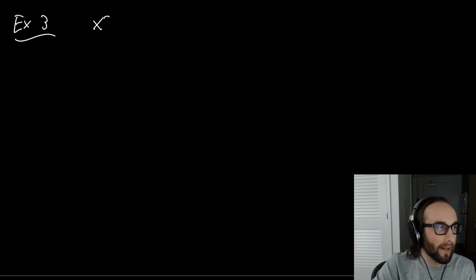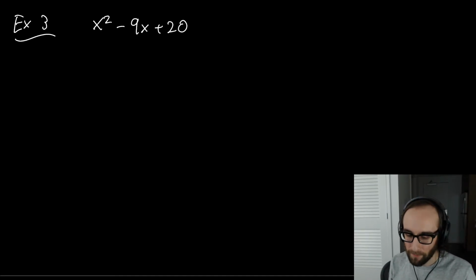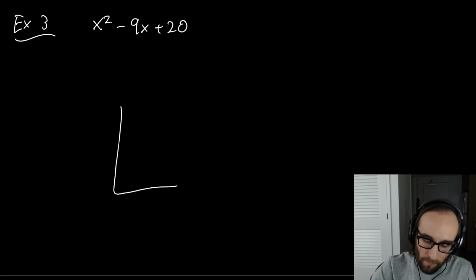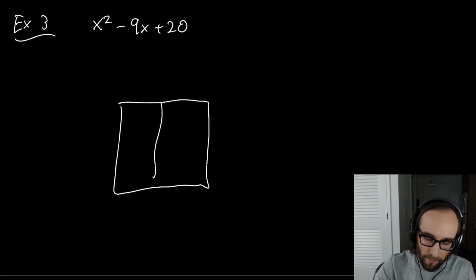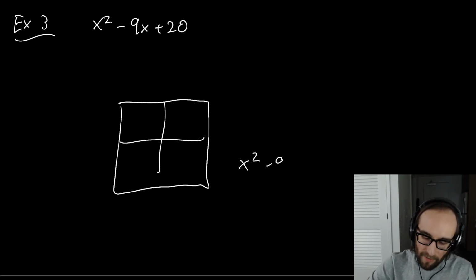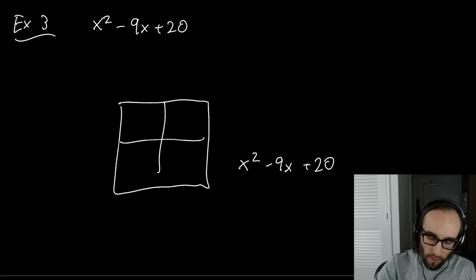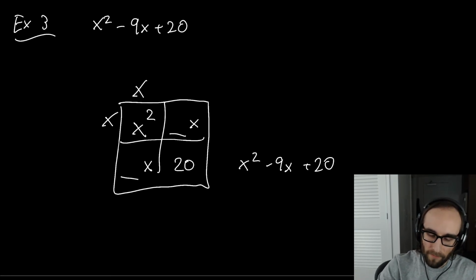Here we are given x squared minus 9x plus 20. Okay, so just like before, write out our area model. We know the product is equal to x squared minus 9x plus 20. We know we have an x squared here, a 20 here. We have x's in these spots and up here, and we're missing our coefficients.